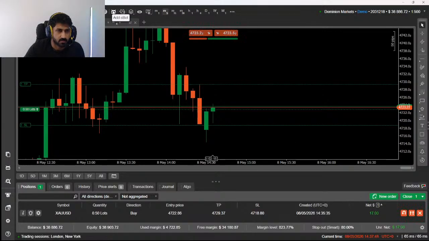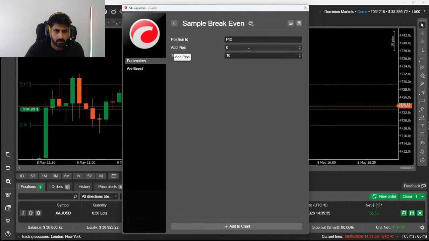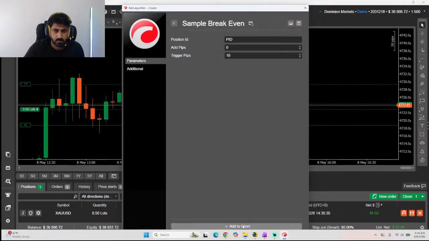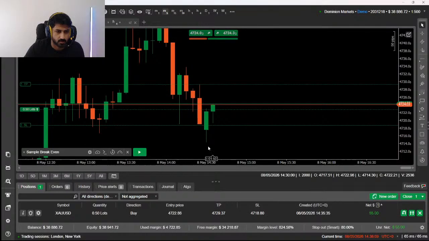What is this? Add cBot. Sample advanced take profit. Sample break even. Oh, this is nice. Trigger pips, 10 pips. Let's see. Add to chart. Start cBot.